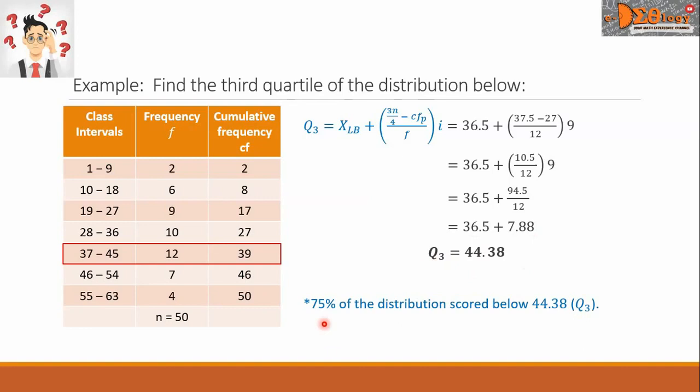We say that 75% of the distribution scored below 44.38, and that is the third quartile. This is the final answer.